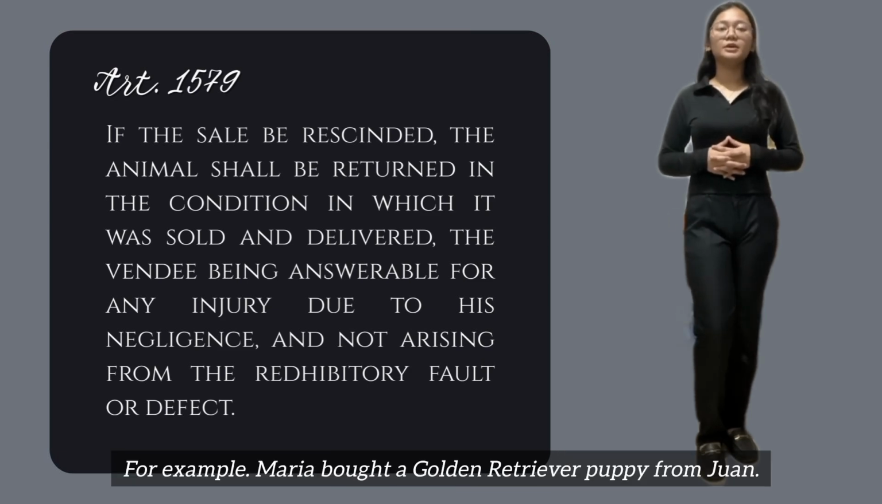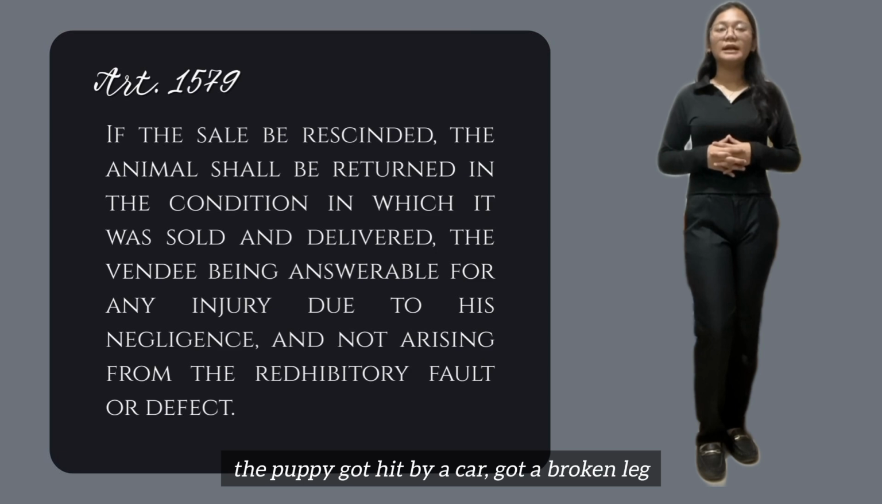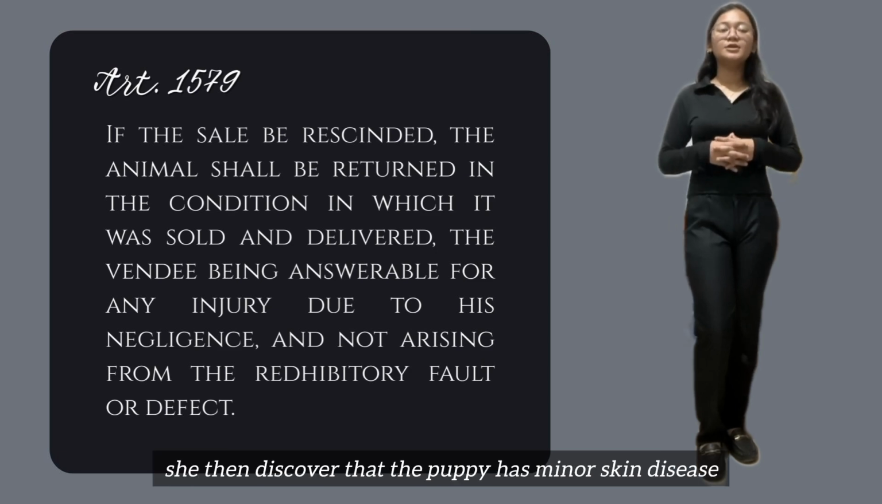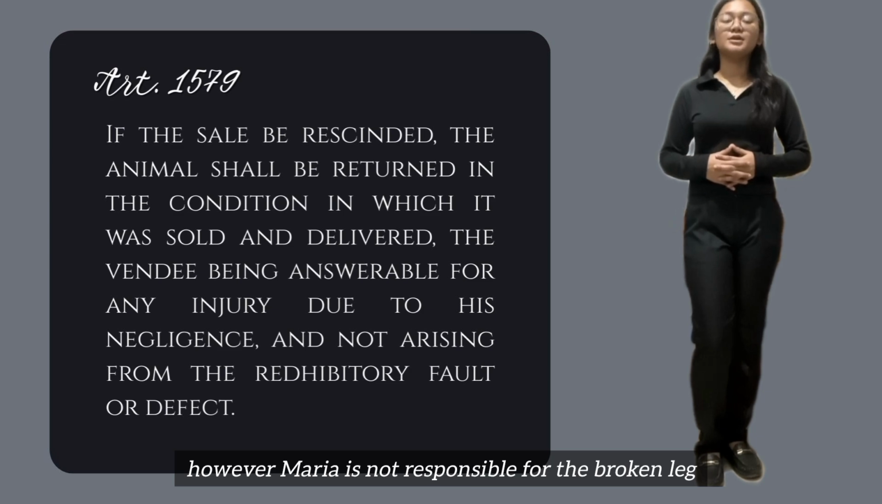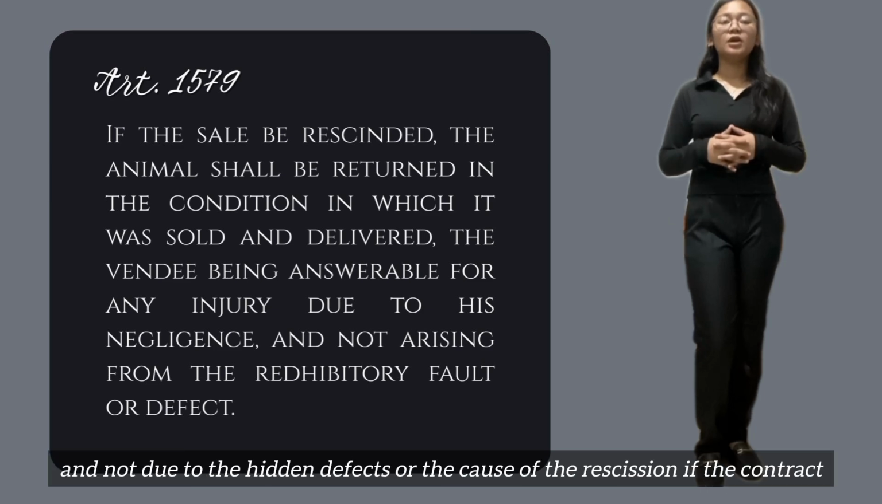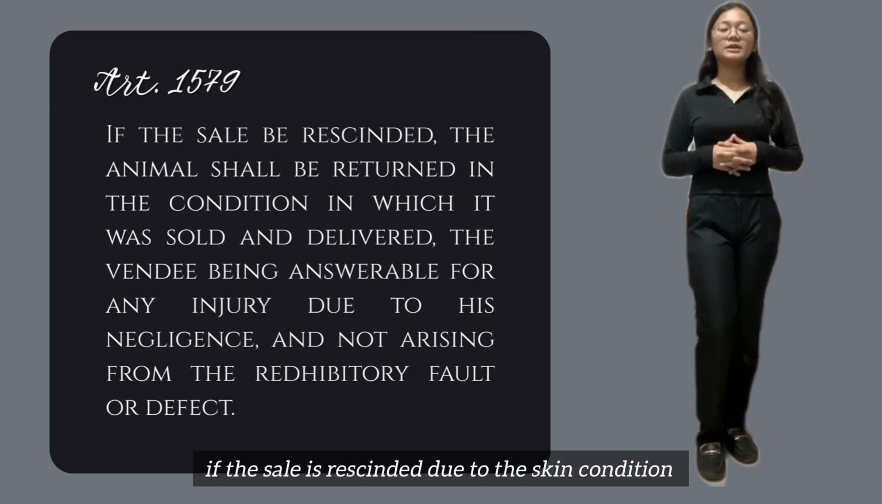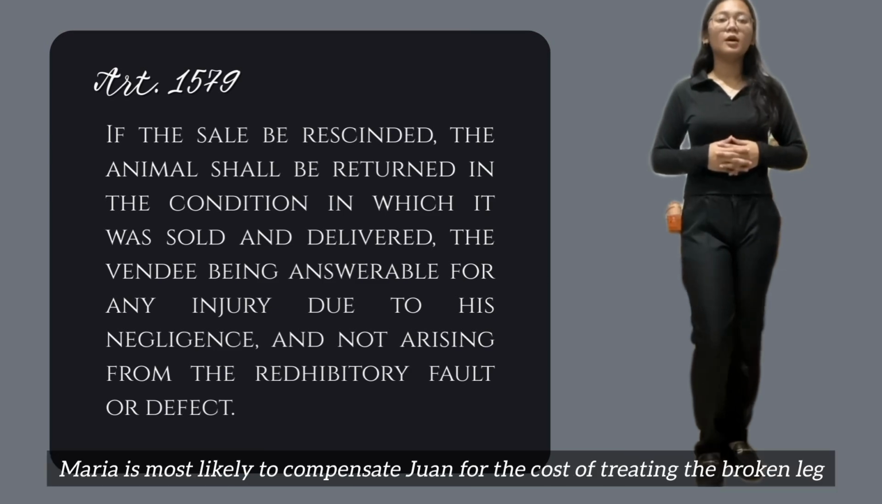For an example, Maria bought a golden retriever puppy from Juan. A week later, due to Maria's negligence by leaving the door open, the puppy got hit by a car and got a broken leg. She then discovered that the puppy has a minor skin disease and claims it warrants rescission of the sale. However, Maria is held responsible for the broken leg because it happened due to her negligence, and not from the hidden defect or the cause of the rescission of the contract. If the sale is rescinded due to the skin condition, then Maria must return the puppy. Maria is most likely to compensate Juan for the cost of treating the broken leg.